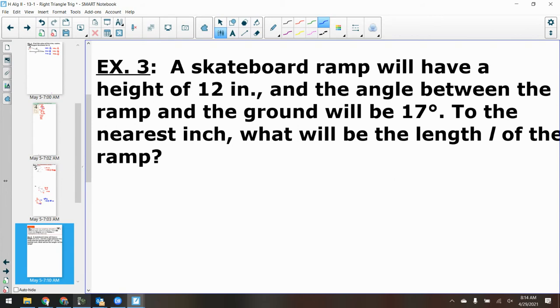A skateboard ramp will have a height of 12 inches, and the angle between the ramp and the ground will be 17 degrees. To the nearest inch, what will the length L of the ramp be? Whenever you're doing a trigonometry problem, draw it out. Where's your right triangle? What do you know? Here's my skateboarder.